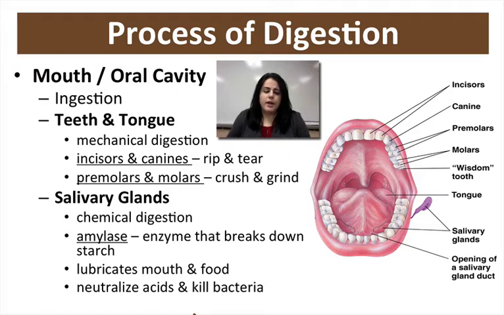It also helps lubricate your mouth, and it helps neutralize acids and kills bacteria because of the slightly acidic nature of that saliva. It's one of your first lines of defense with the barrier and the mucous membranes from the immune system when we talked about it.